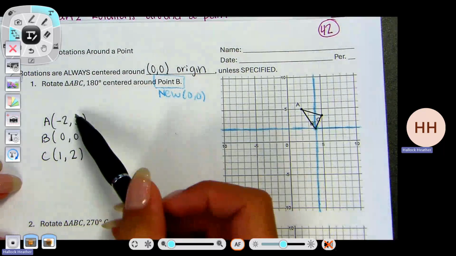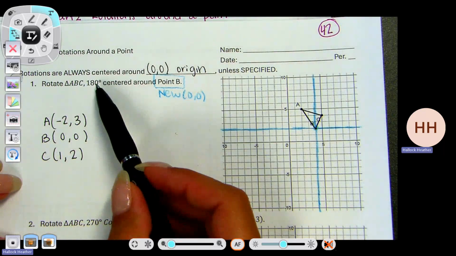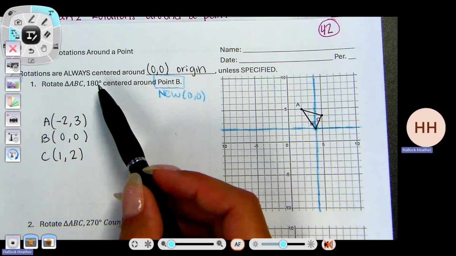Okay. After we write out our fake points, because these are not real points, because that doesn't make any sense, right? These are fake points. We're just going to use the rule like we have been. So 180 doesn't matter if you go clockwise or counterclockwise on the poster for rotations. What is my rule?